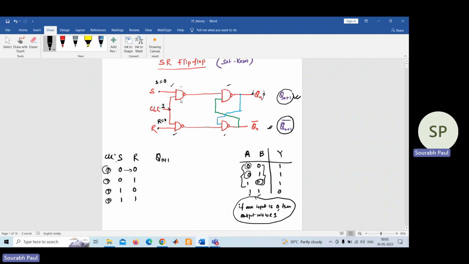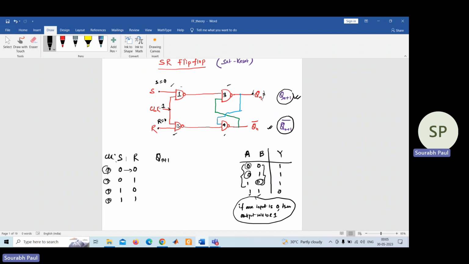This we can consider as NAND gate number 1. This we can consider 2, 3. This we can consider NAND gate number 4. If I give the numbering, then it will be easy for you to understand.